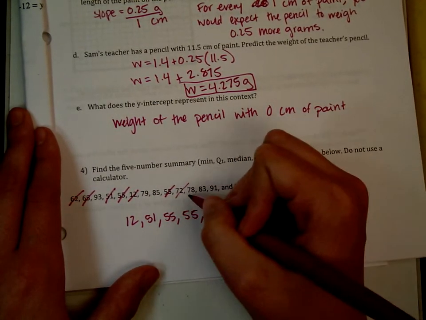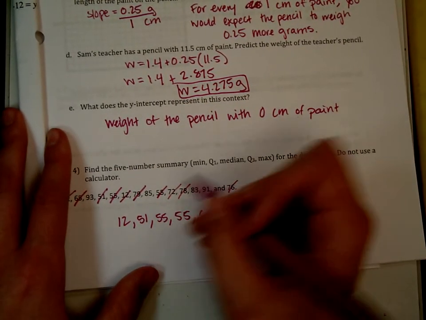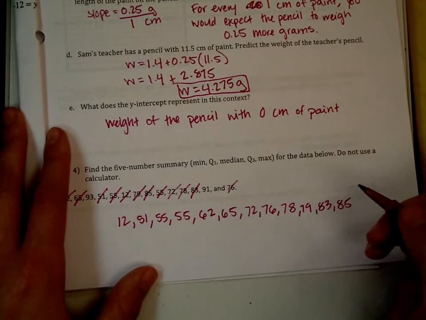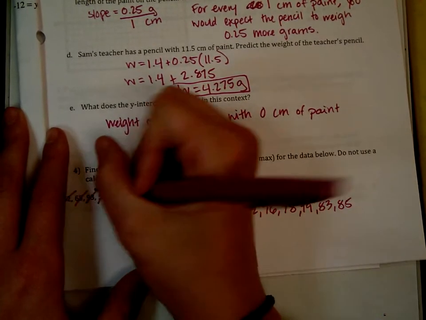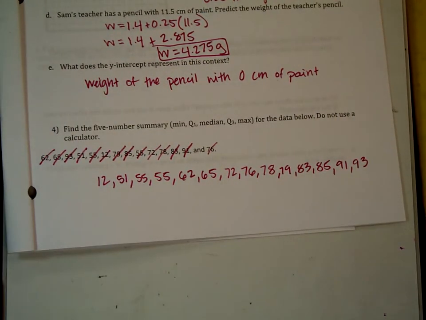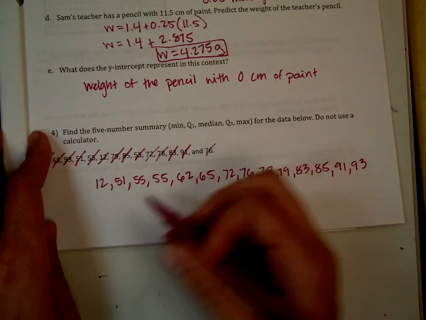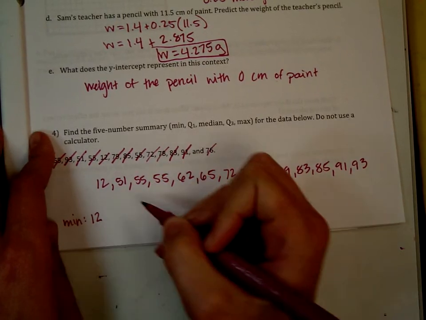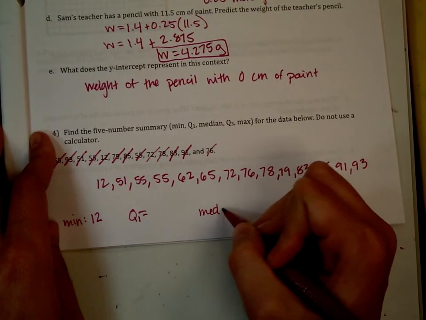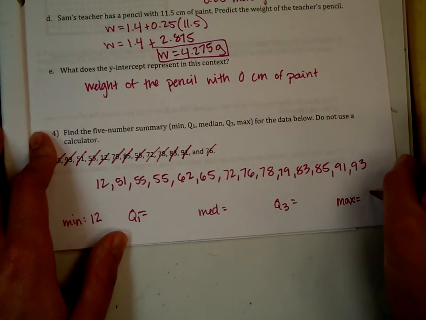72, 76, 78, 79, and then 83, 85, 91, and 93. So to find the 5-number summary, I need to find the median, the minimum, Q1, Q3, and the maximum. So the minimum is 12. Q1 equals something, the median equals, Q3 equals, and the max is 93.